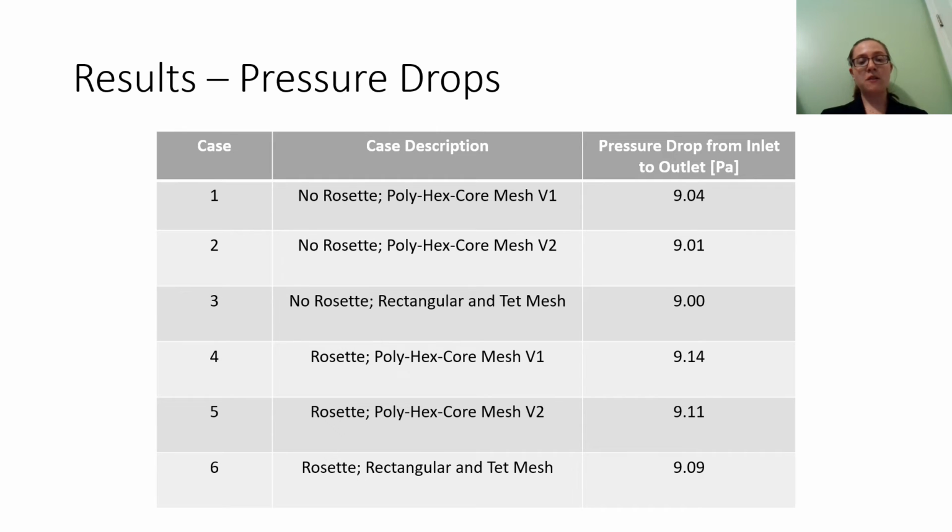Then, in looking at our pressure drops from the last 6 cases that have been run, we find that our pressure drop was about 9 pascals for all 6 cases, with the difference between the non-rosette cases and the rosette cases only being about 0.1 pascal, which is not a significant pressure drop at all and indicates that the rosettes are not really disrupting the flow at all.